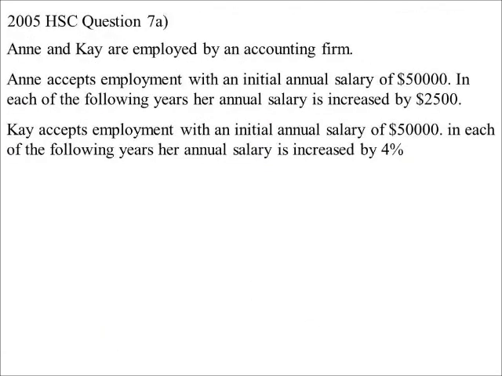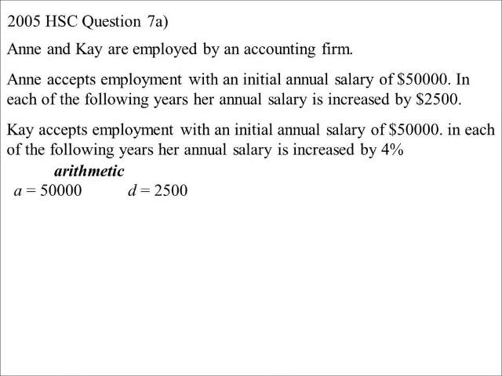Another HSC one. Anne and Kay are employed by an accounting firm. Anne says, I'll start on $50,000, and then in each year you can give me $2,500 more. Kay also starts with $50,000, but she says, no, instead of giving me $2,500 each year, you just increase it by 4% each year. Who is the smarter person?